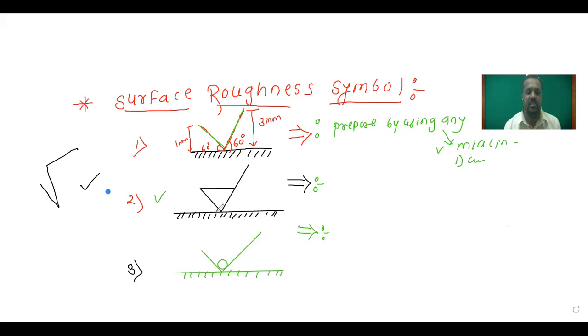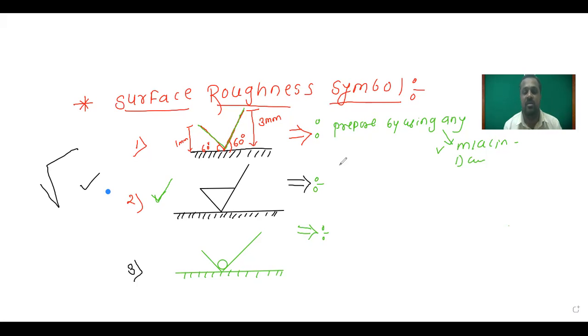Then next, if such a symbol is there in your drawing, you have to understand that we have to prepare the pen, but during the preparation of that pen, material removal should be there. म्हणजे आपण पेन तयार करायचं आहे, पण हा पेन तयार करत असताना त्या ठिकाणी मटेरियलचं रिमूव्ह झालं पाहिजे.